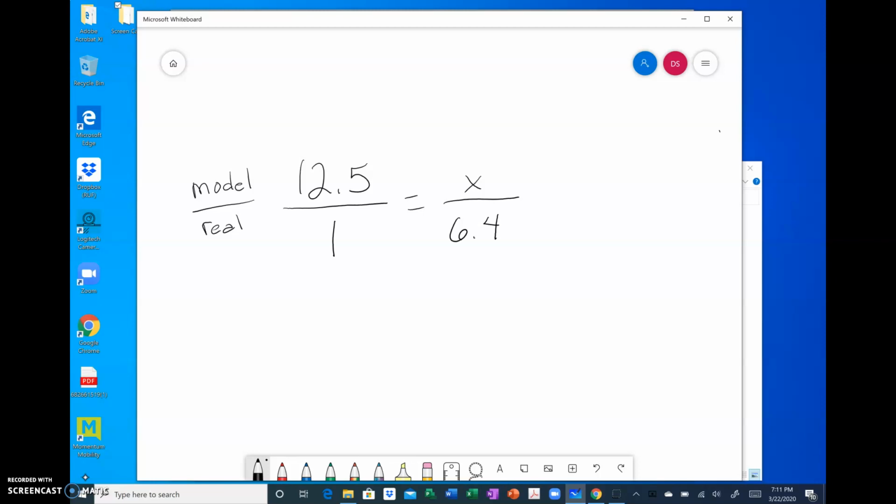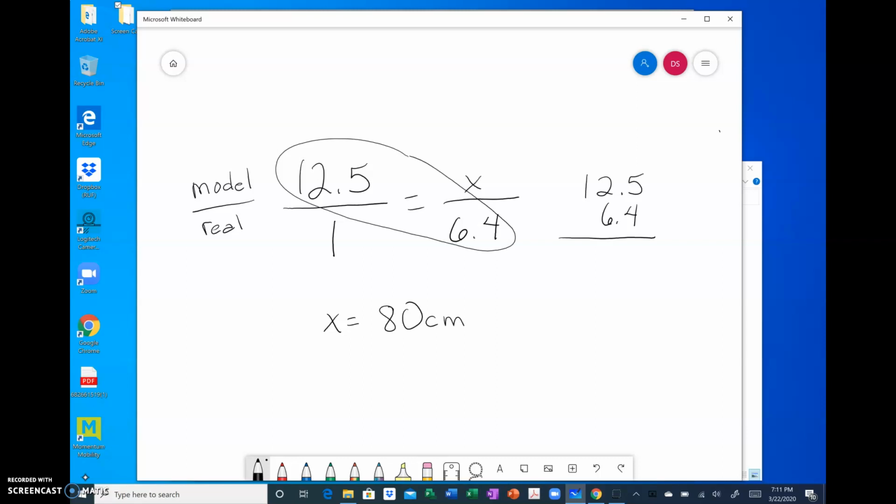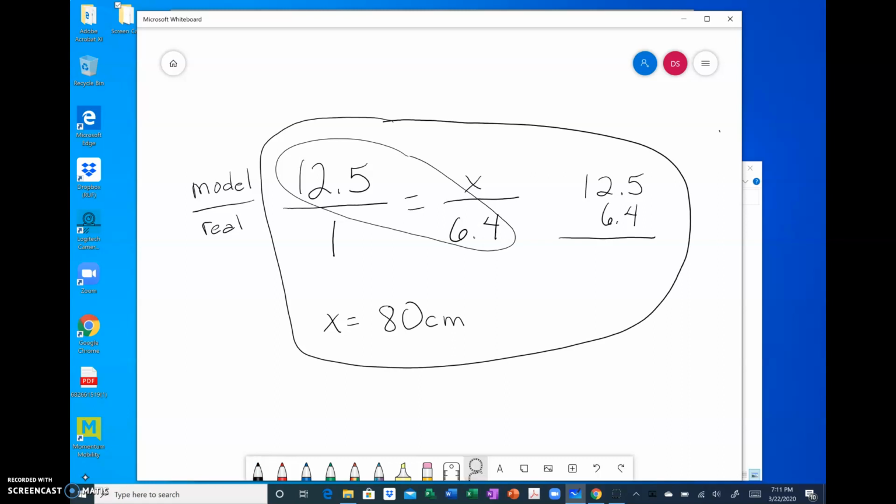So again, we just need to cross multiply, and we would get x equals the product of 12.5 and 6.4. And when you multiply that out, you should get 80 centimeters. So that one is a pretty simple example for guided practice. All right, let's look at example 3 on page 432. First, let me clear this off of my screen.